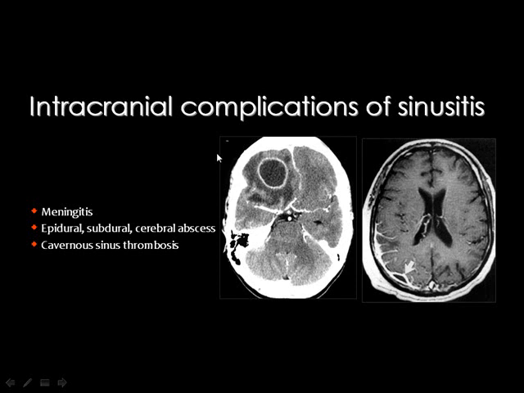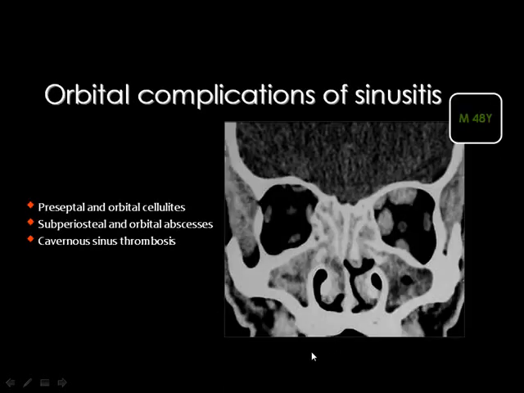Then too many complications may result from sinusitis, intracranial and intraorbital. Intracranial, we may have meningitis, we may have epidural, subdural, or intracerebral abscesses. This is an example of frontal lobe abscess secondary to sinusitis, and this is a localized meningitis with epidural empyema in the occipital region. And sinusitis of the ethmoidal air cells may have access to the orbital cavity, resulting in too many complications like preseptal and orbital cellulitis, subperiosteal abscesses, and maybe cavernous sinus thrombosis.